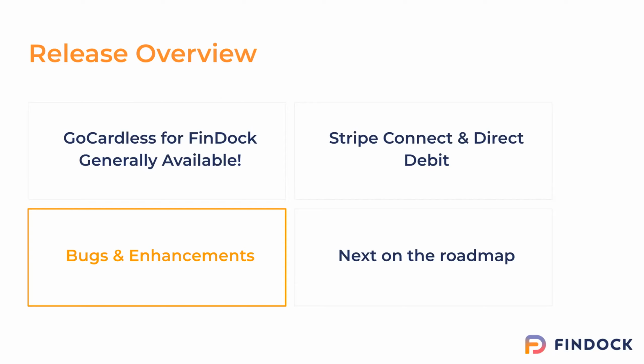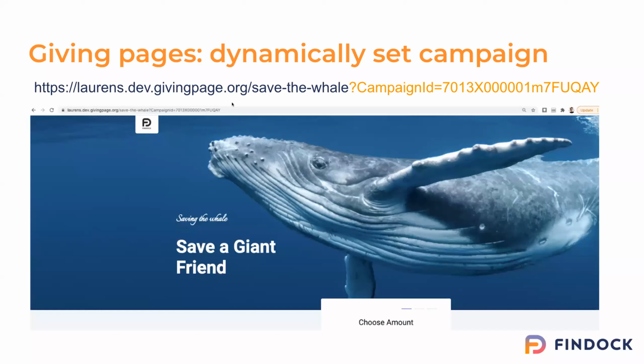Now, to give you an overview of all the smaller things that we've been working on, if we could maybe go to the next slide, that would be brilliant. I want to say this is all based on your feedback. So for example, take this feature where we've now, last release, we added giving pages. And as you know, on the giving page, you can say all the donations that are coming in via this specific giving page are for a specific campaign. So you could set up a page, for example, Save the Whale, and you could say all those donations belong to the campaign Save the Whale.